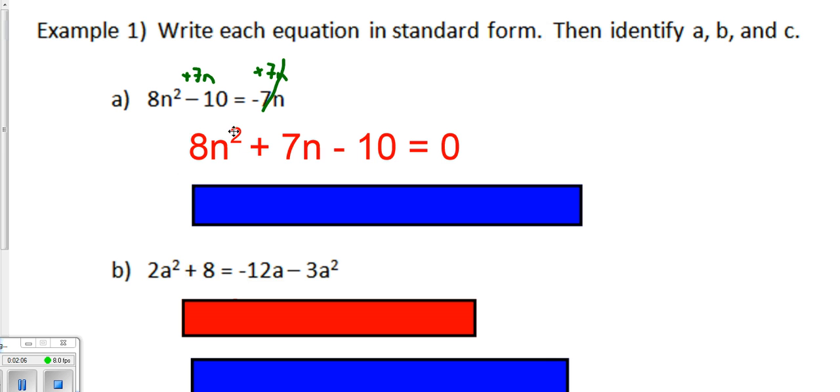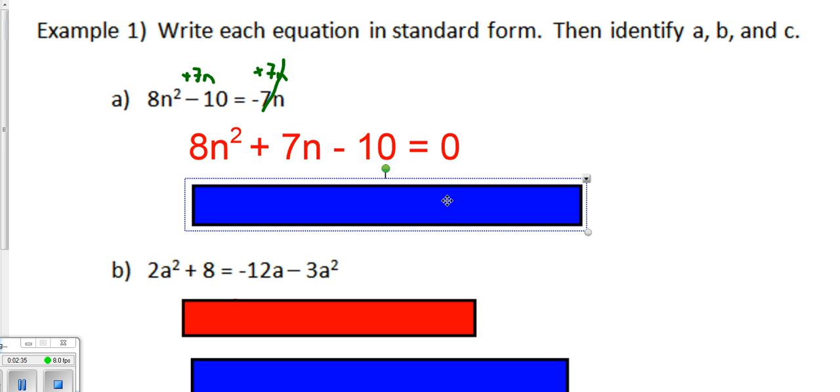And it would look something like this. 8n squared plus 7n minus 10. Now again, part of the reason we write it in this way, remember back to our polynomials unit, we always put terms with the highest degree first. N squared, so n to the second power. This 2 is higher than this 1. This is n to the first power, so this degree comes first. 8n squared plus 7n minus 10 equals 0.